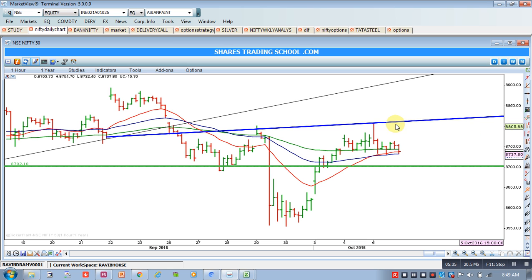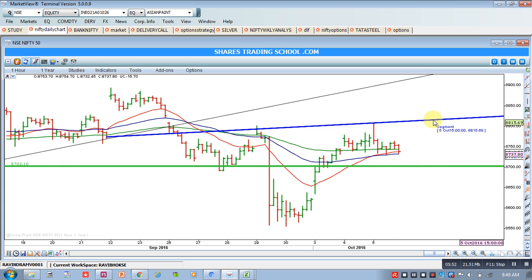But if this line is breached and price moves above and closes above that, then what you can see is that this will be a left shoulder, this will be called the head, and this will form the right shoulder, and this formation will be an inverted head and shoulder.